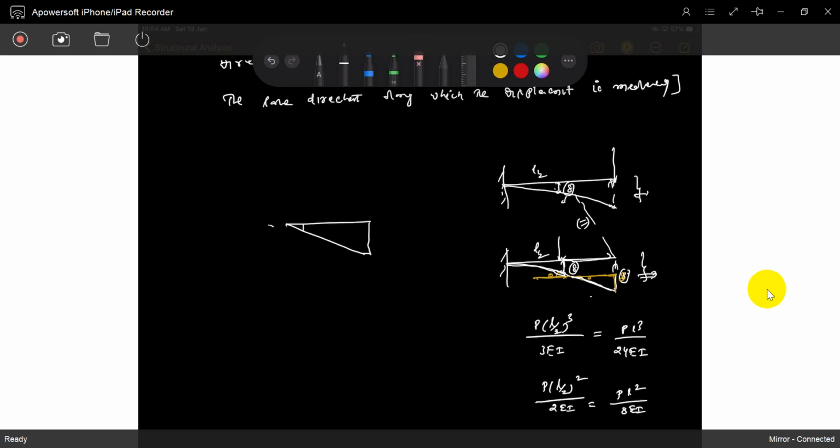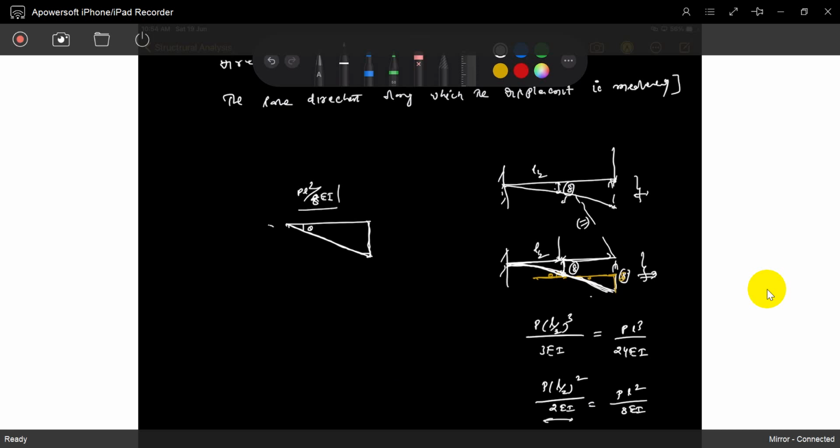This is theta. What is that theta? Theta is PL square by 2EI, but it's L by 2, so PL square by 8EI. I once again say that this will be very useful to understand. Later it will be a straight line because it's a free end. Up to half of the portion, moment is acting. That's why the slope is changing in every portion up to this. Later it will go straight. So this is PL square by 8EI.